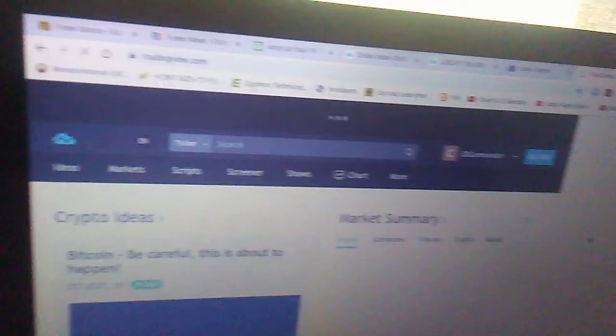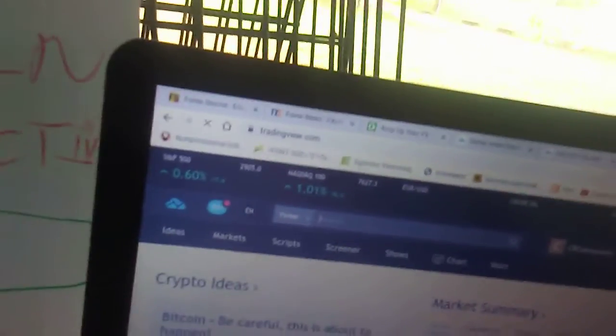TradingView. Someday I'm going to get me a professional camera setup or something if I keep doing this, if it's helping you guys.